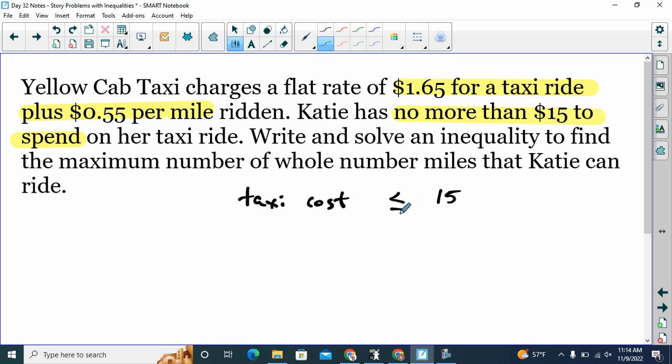Now we want to think about things that are going to affect the taxi cost. Well, there's a flat rate of $1.65. So just to get in the taxi, it's going to cost her $1.65. She only pays that once. Plus, she has to pay 55 cents per mile. So she's paying that 55 cents each time she goes a mile. So we're going to call the number of miles m. It needs to be less than or equal to 15.